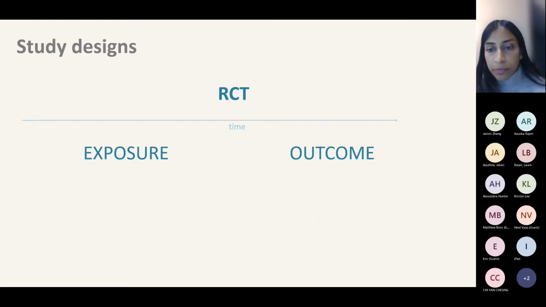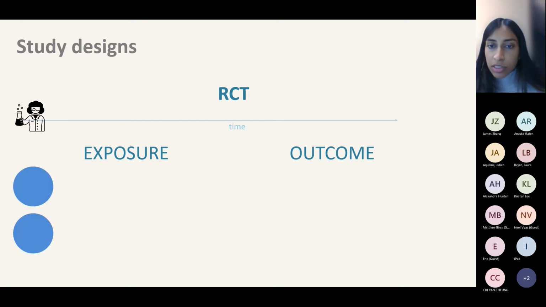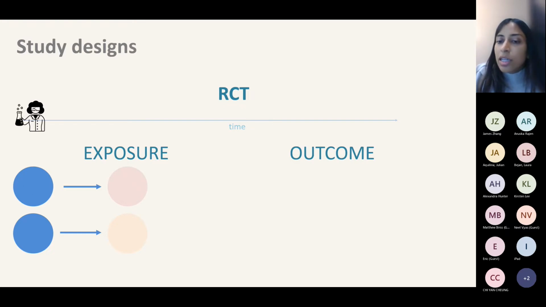And now with an RCT, we start even further back in time, and here people haven't even been exposed to something yet. So we define two groups who should be identical because we randomize them to be that way, and then we manually introduce different exposures to the two groups, to introduce a real causal manipulation by which we can test whether this exposure truly causes some variation in this outcome.